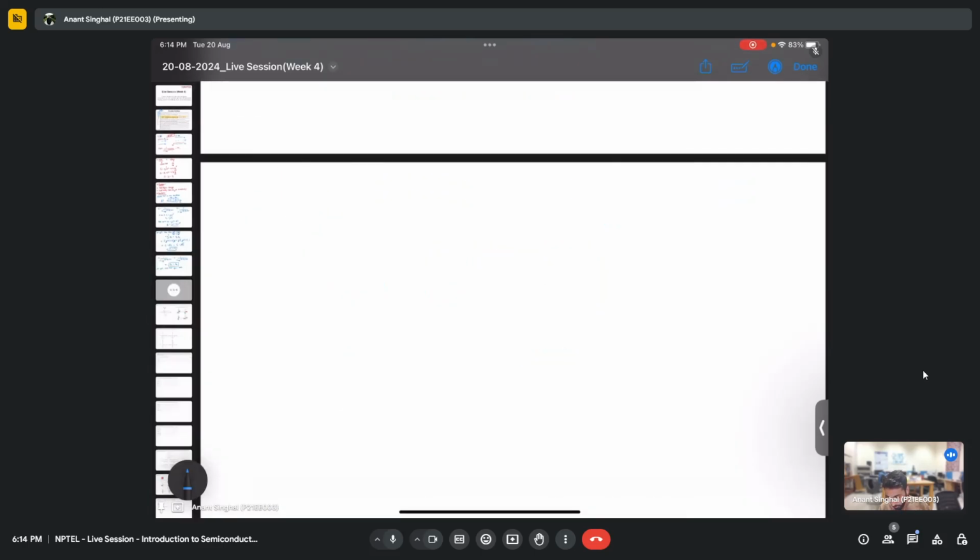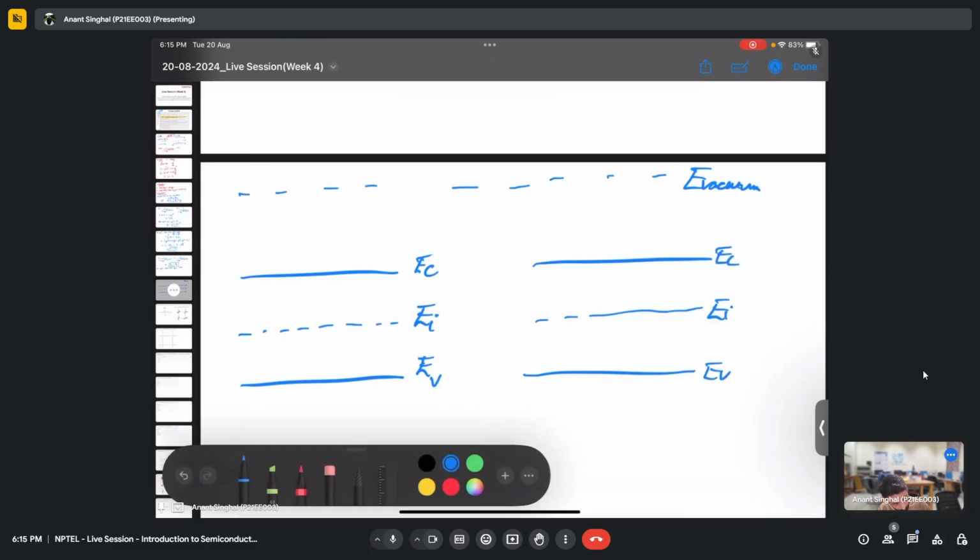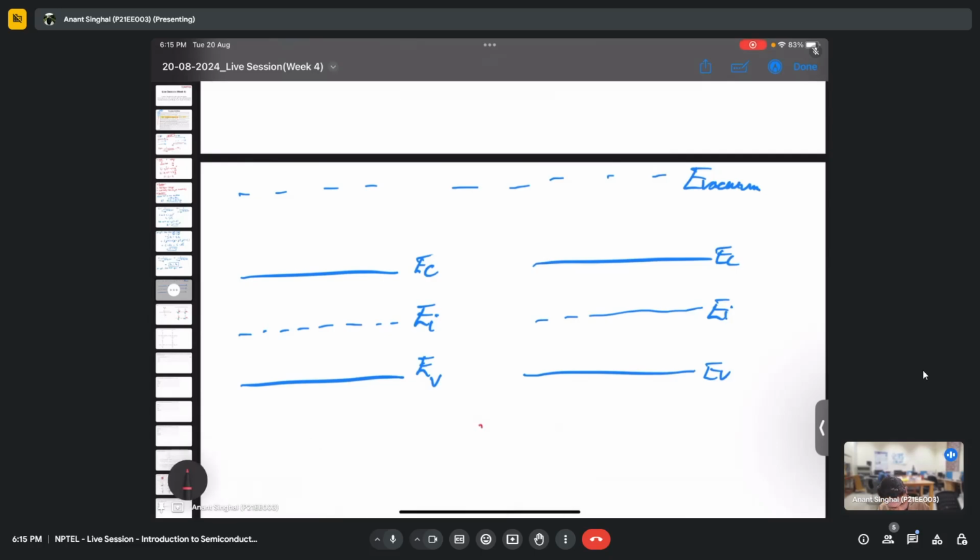So moving forward, there are some terms I can go through. Let's say this is the vacuum energy level, and I make a P type semiconductor here. This is EI, this is EC, this is EV. And here, this is EI, this is EC, this is EV. The P type semiconductor has EFP, and the N type semiconductor has EFN.